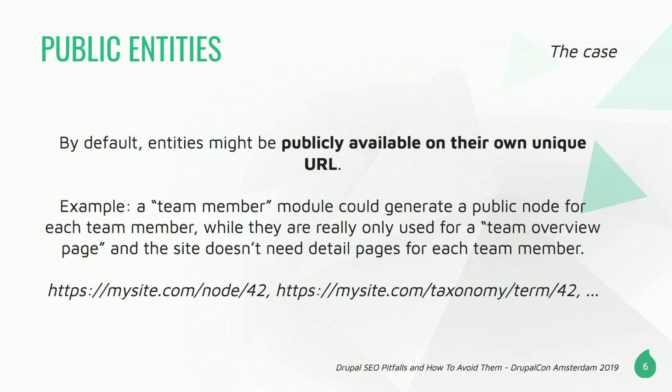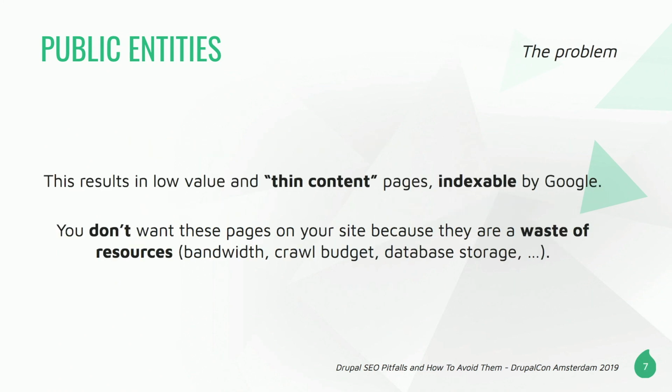By default, entities might have a publicly available URL. So we're talking about a carousel which has some sliders, or some module which has team members, and each team member might be a separate node which is publicly available on its own URL. That's something we do not really want. It results in low value and thin content, and these pages could be indexable by Google. You don't want these pages to be indexed because they don't add any value to your site.